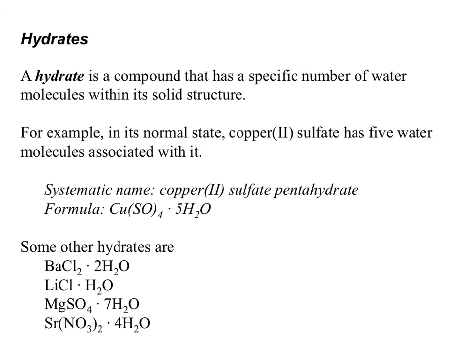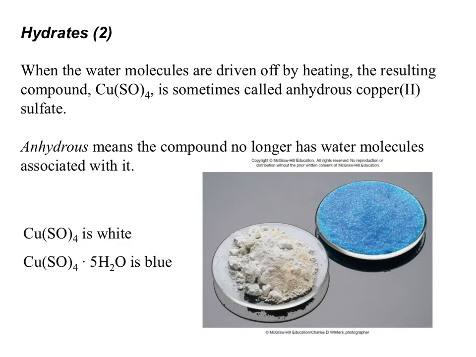Some other hydrates are barium chloride dihydrate, lithium chloride monohydrate, magnesium sulfate heptahydrate, and strontium nitrate tetrahydrate. When the water molecules are driven off by heating, the resulting compound, copper sulfate, is sometimes called anhydrous copper(II) sulfate. Anhydrous means the compound no longer has water molecules associated with it.